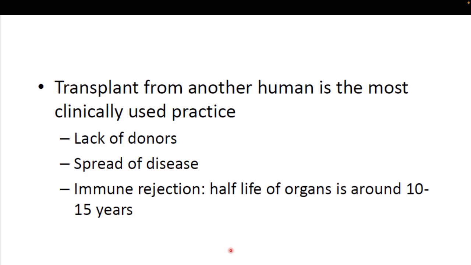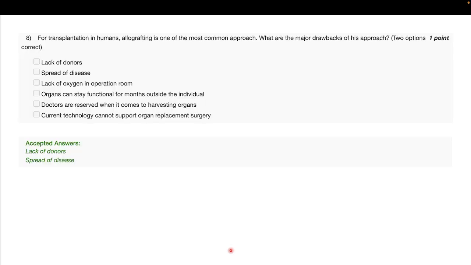And also immune rejection. So half-life of organs is only around 10 to 15 years. After that, the body will start giving a very strong reaction against transplanted organs. So that's another problem. So the major drawbacks of allografting are lack of donors and spread of disease. Is this clear?